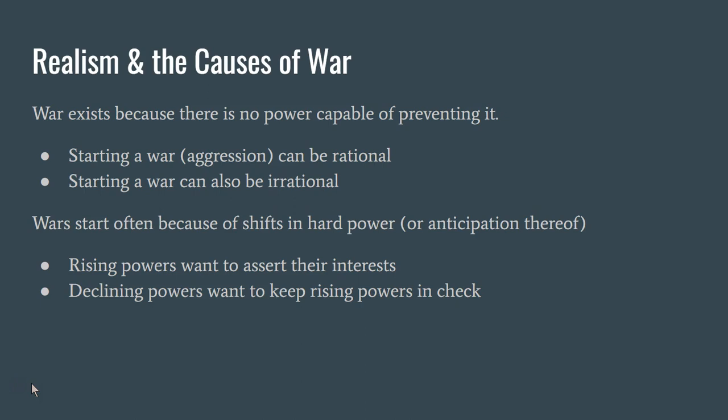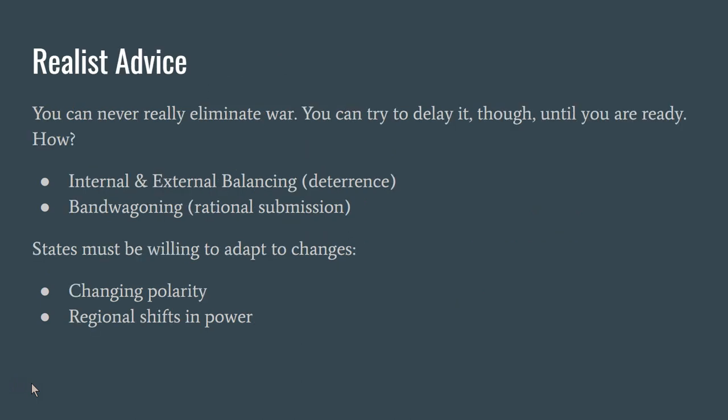from other states. On the flip side, declining powers want to keep rising powers in check. Declining powers understand that they are losing relative to their neighbors, and they want to find a way to forestall that decline. A war could be just the thing. You go to war before you're likely to lose that war, or before the other side tries to assert its power. So shifts in the distribution of hard power in the system are a strong motivation or a strong reason or a strong cause for states to go to war.